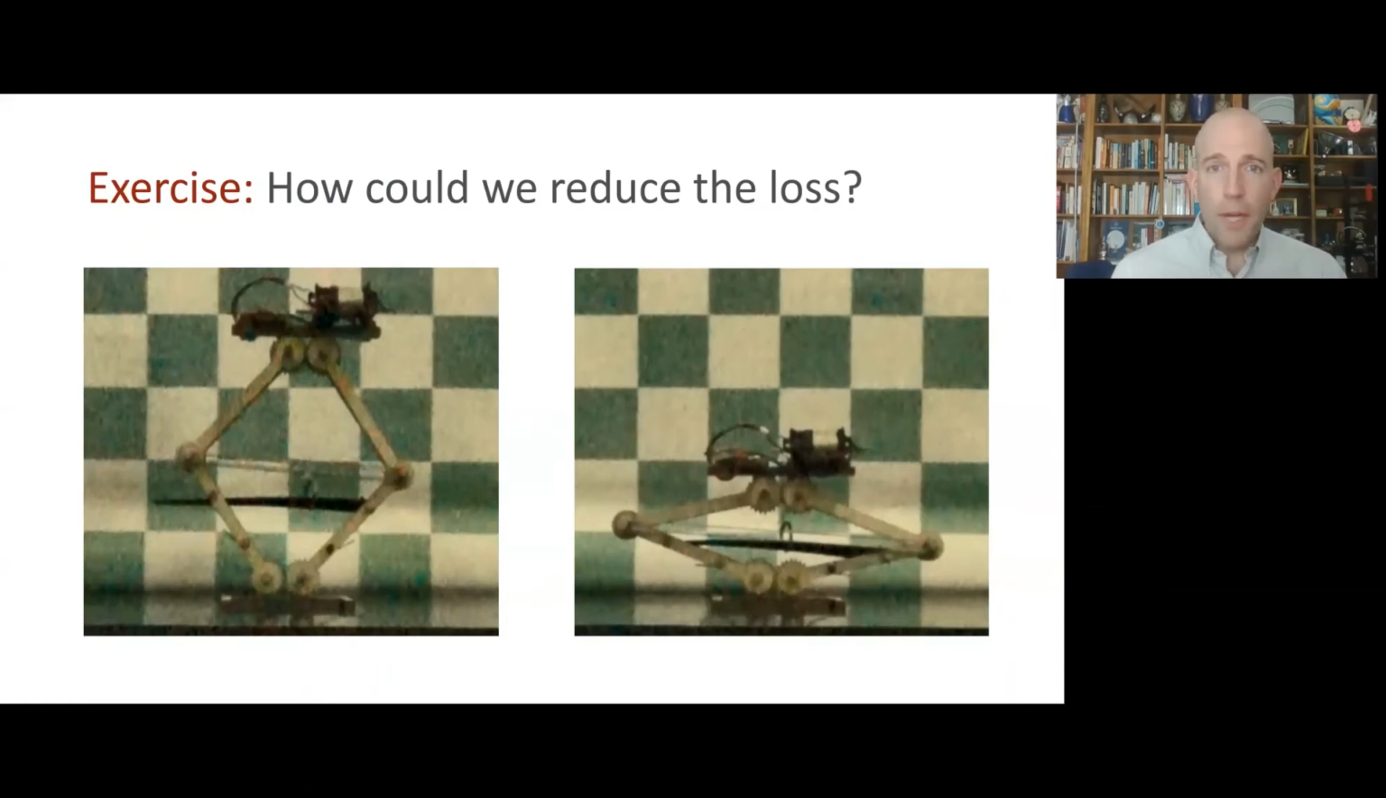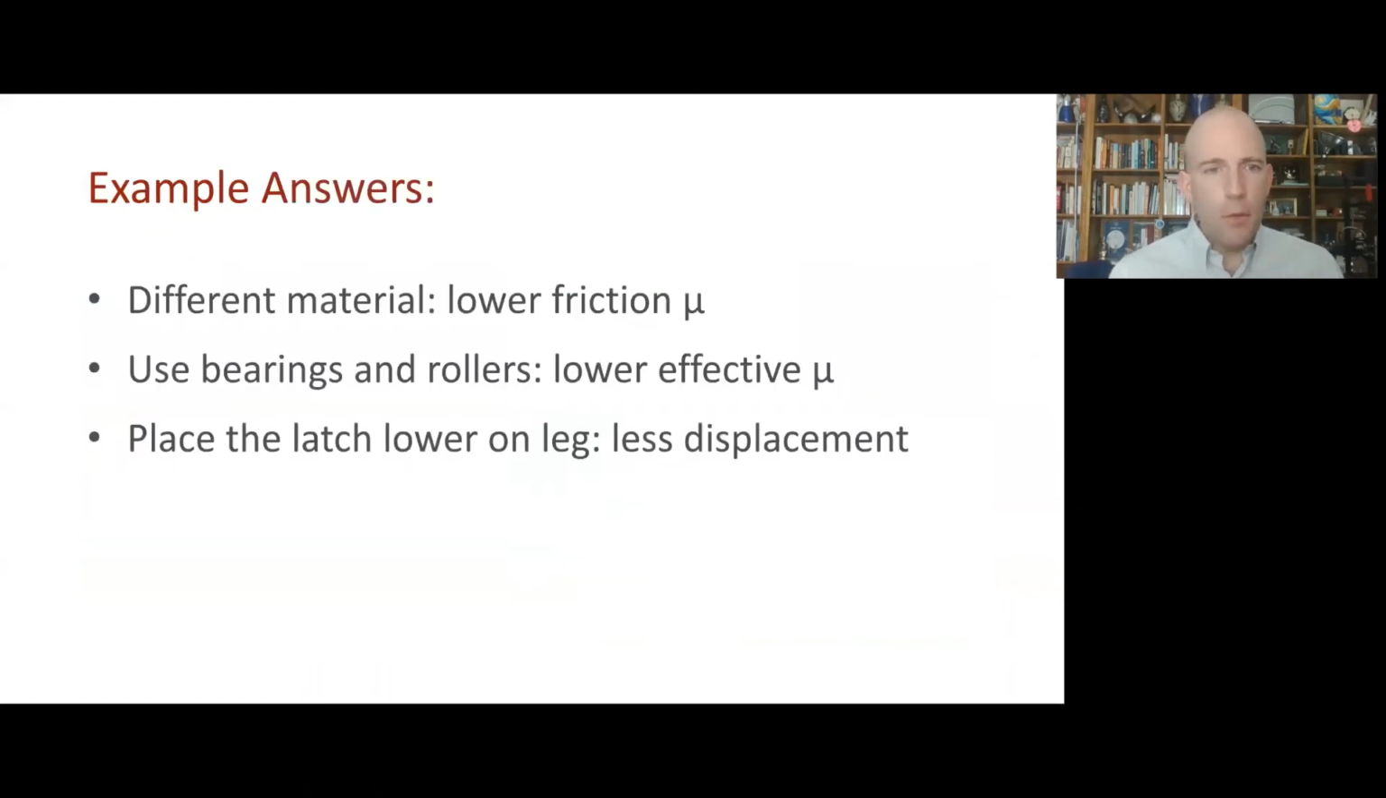All right, you have some ideas. So there are a bunch of possibilities, but some that commonly come up are to use a different material so that we reduce the coefficient of friction. Certainly that would work. If we're trying to reduce friction losses, it's always helpful to get a lower coefficient of friction. You can do that through material choice or by using an explicit bearing or other roller.